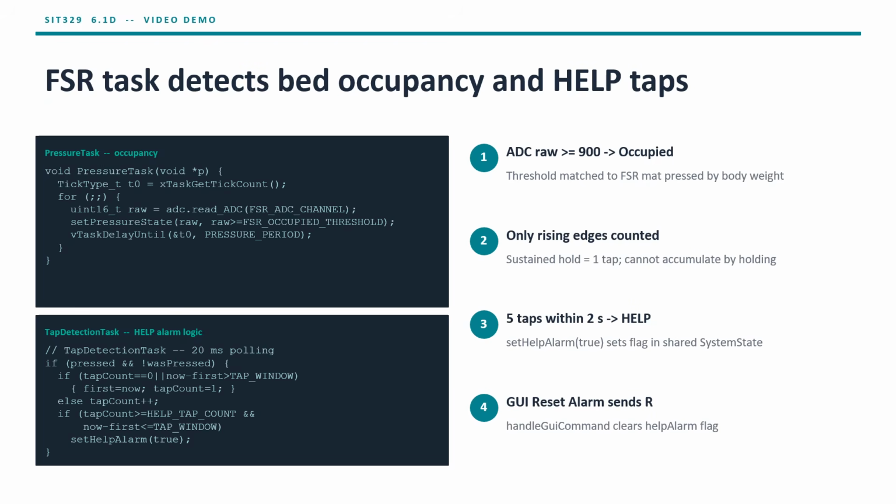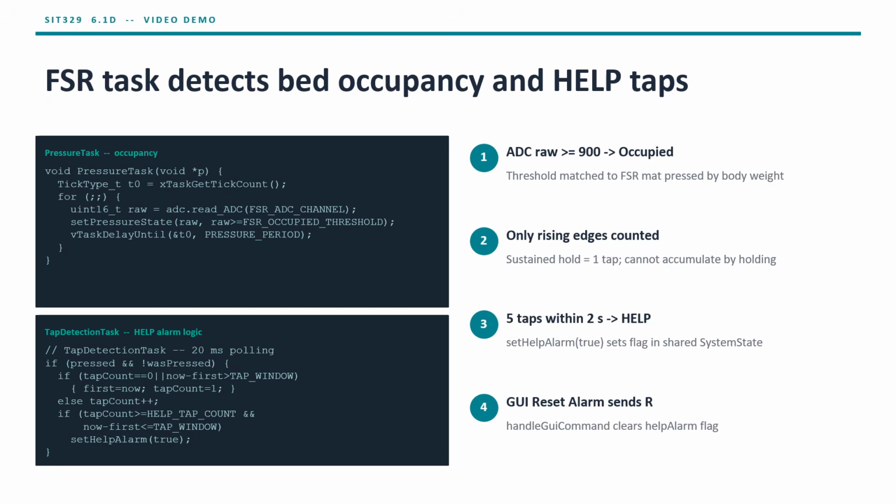Tap detection task runs entirely independently at a much faster rate of 20 milliseconds. It looks for a rising pressure transition, meaning it counts a tap each time the FSR goes from unpressed to pressed. A sustained press counts as only one tap, so the patient cannot accidentally accumulate taps by holding the mat down.